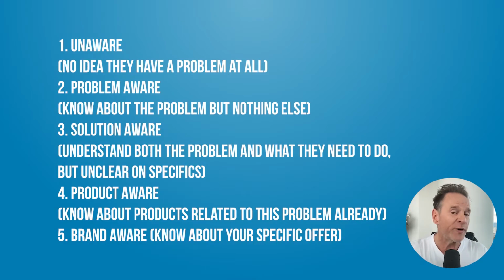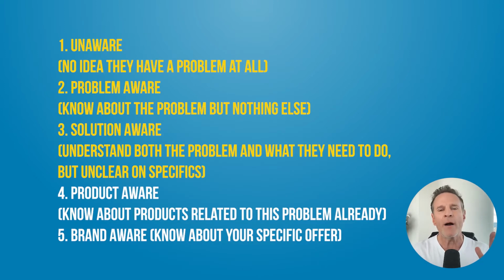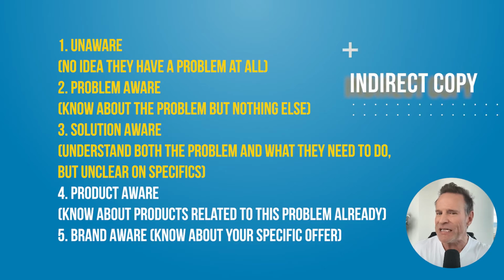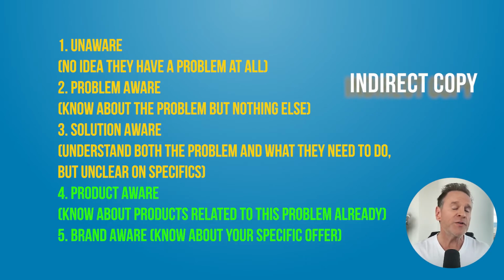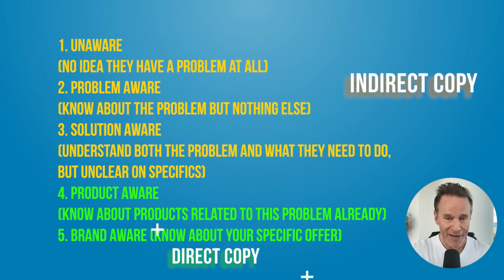Now, obviously, these people are easier to sell to and require a different level of copy. So let's get into the types of copy to apply to each of these five stages of prospective buyers right now. Those first three stages are best approached by what's called indirect copy. And the final two are best approached with what's called direct copy.